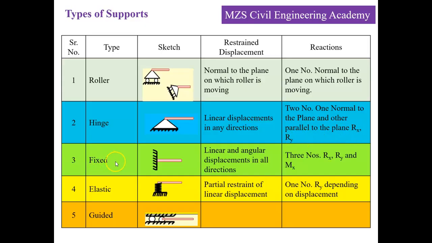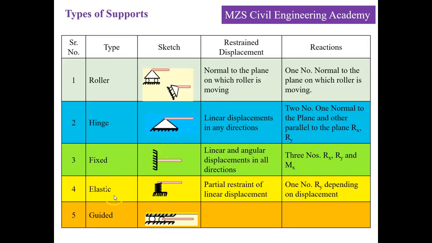In case of fixed support, the entire geometry has been locked. Neither translation nor rotation is allowed. Due to this, we can say there will be generation of three locking forces here: one in the x direction, one in the y direction, and a rotational moment.